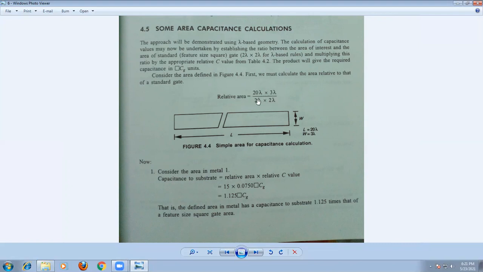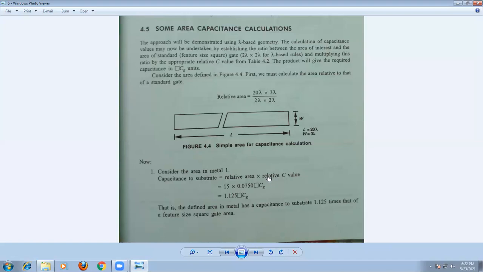Okay, standard gate area. So calculate the relative area, which we are getting as 15 here, depending upon this lambda's value. Now this is the metal one, so the metal one to substrate capacitance within here. Capacitance to substrate indicates metal one to substrate capacitance, which in terms of relative values is the relative area multiplied by the relative value of the C. All values must be relative.